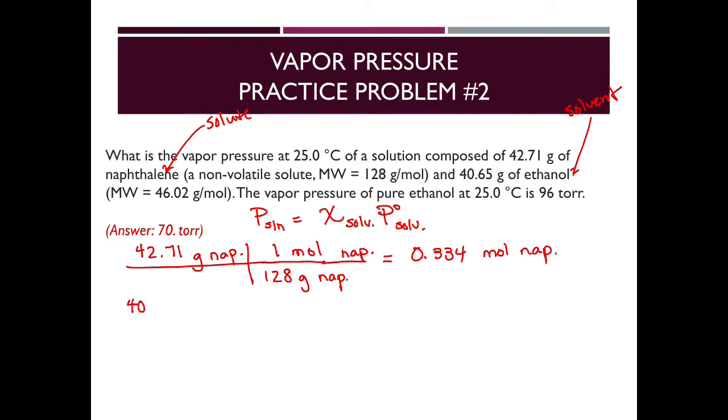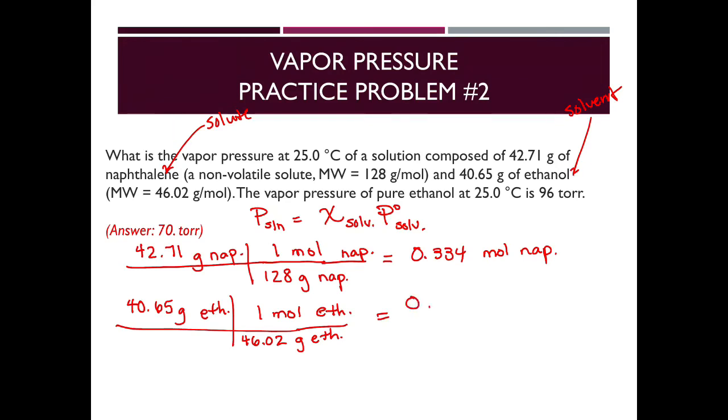And then we can do the same thing with our ethanol. We have 40.65 grams of ethanol. And we know the molar mass there, 46.02 grams of ethanol per 1 mole of ethanol. And that will get us 0.883 moles of ethanol. So again, we need our mole fraction of our solvent, which means the moles of the solvent will go on the top, 0.883 over our total moles.